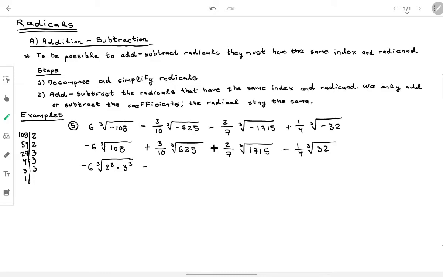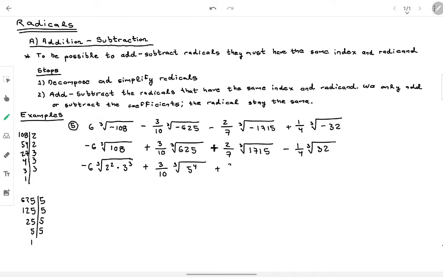cubed. The next one is going to be the cubic root. Let's see. 625. Can decompose it by 5. And it's going to be 125. Decompose it by 5. 25. 5. And 1. So this one is going to be 5 to the 4.